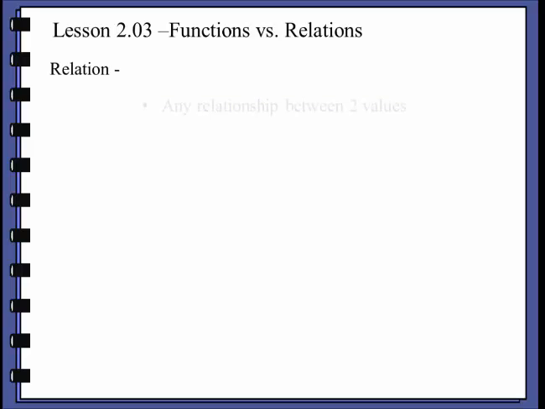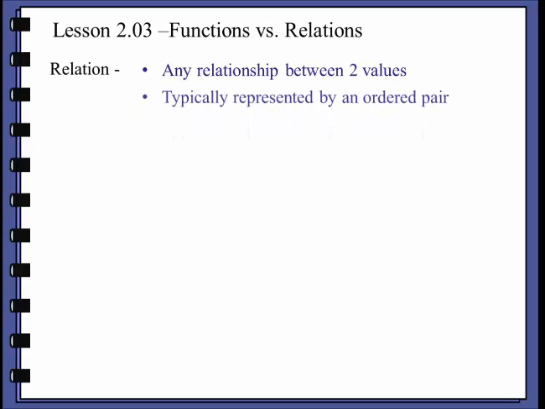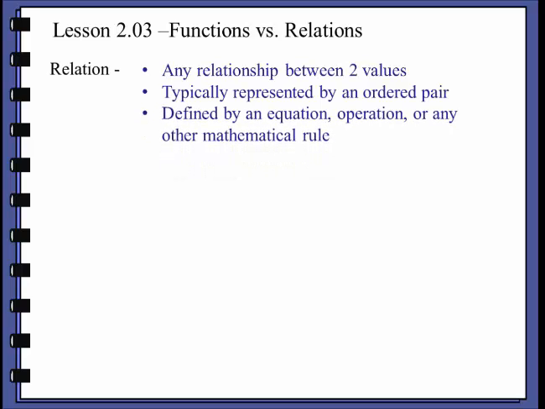What is a relation? A relation is any relationship between two values. It's typically represented by an ordered pair, and it is defined by an equation, an operation, or any other mathematical rule. If you think about a relation as a relationship in your general life, that could be the relationship you have with family members, friends, schoolmates, co-workers, the clerk at the store, any kind of relationship. And you and that other person would be the two values.